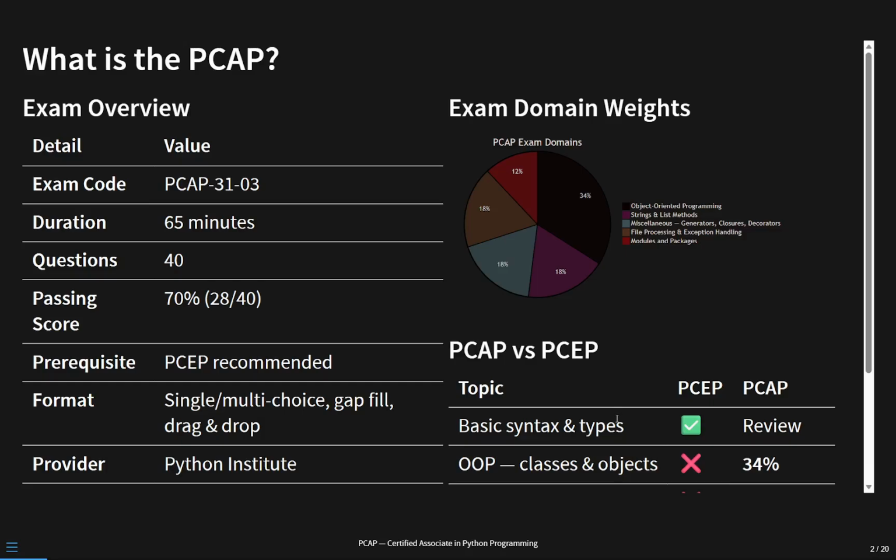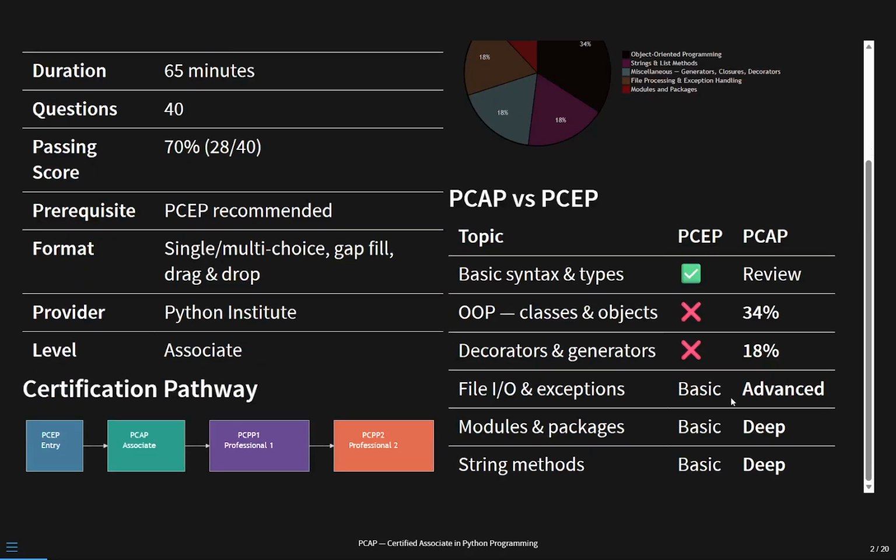Let's go. Let's start with the exam structure. The exam code is PCAP-3103. You have 65 minutes to answer 40 questions. The passing score is 70%, 28 correct answers out of 40. The PCEP is recommended as preparation, but is not a hard prerequisite. Question formats include single choice, multiple choice, gap fill, and drag and drop code ordering. The exam is online through OpenEDG.